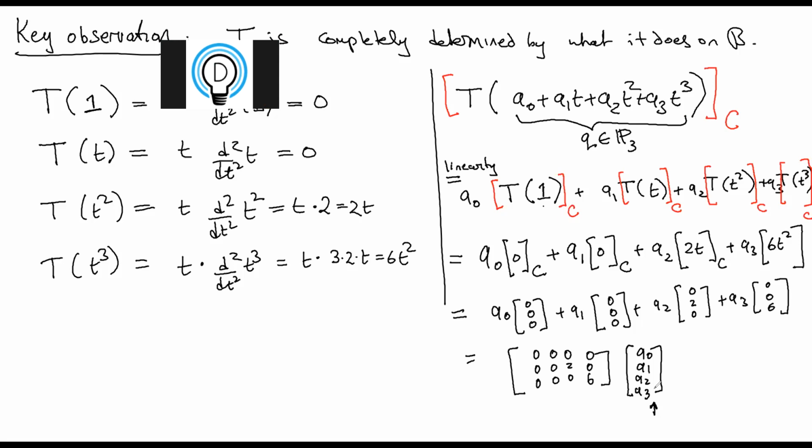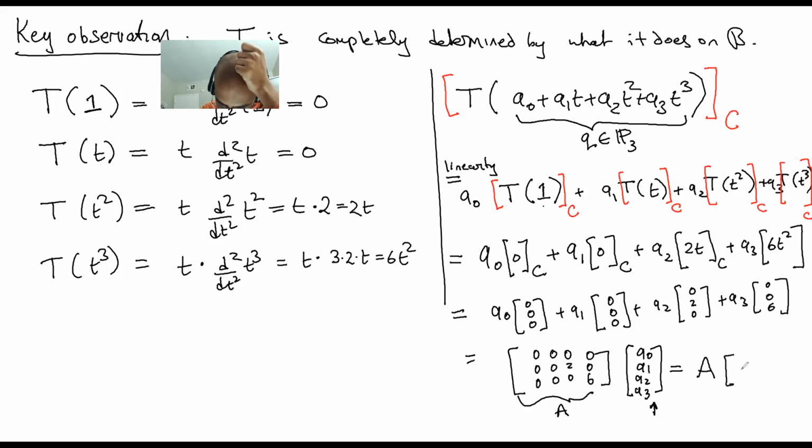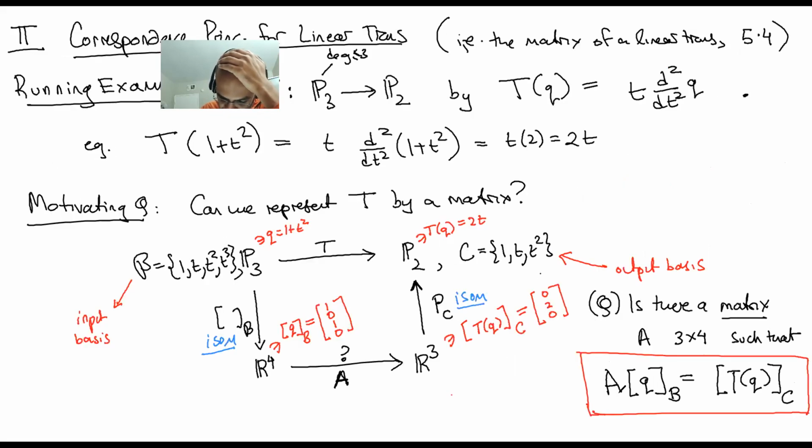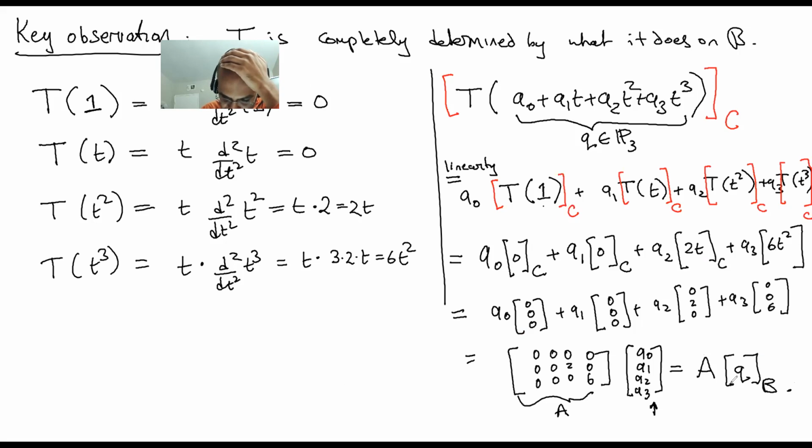Is it the coordinate vector of Q? Yeah, it's the coordinate vector of Q. So this is some matrix, let's call it A, times the coordinate vector of Q in the input basis. But this is exactly what we wanted, right? We wanted that for every Q, there should be a matrix that maps the coordinate vector of the input to the coordinate vector of the output, and this does exactly that.